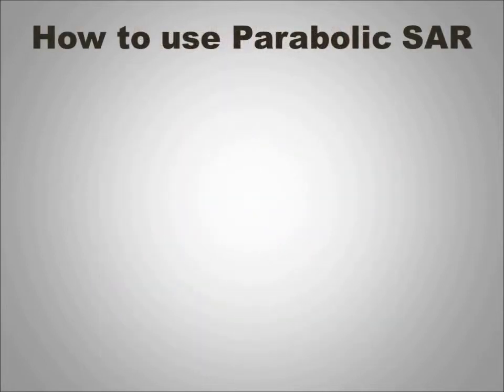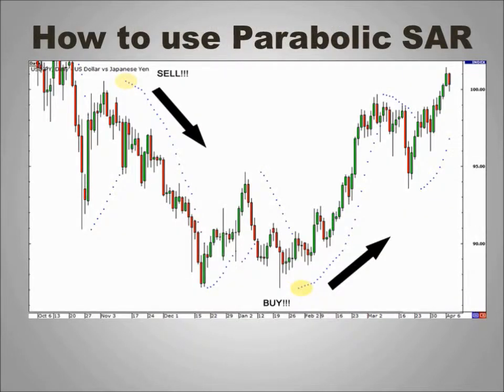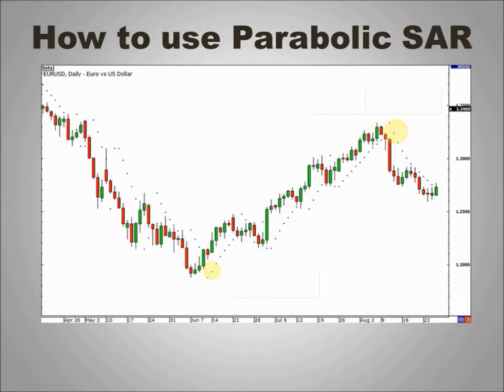So how do we use parabolic SAR to our advantage? When we see dots on the top, we sell. When we see dots on the bottom, we buy. It's that simple. So again, we can also look for breaches. In a bull market, when we see candles crossing over the dots, that can also give us a good signal that we should go short if a bearish candle breaks one of those dots, or if a bullish candle breaks one of the dots in a downtrend.